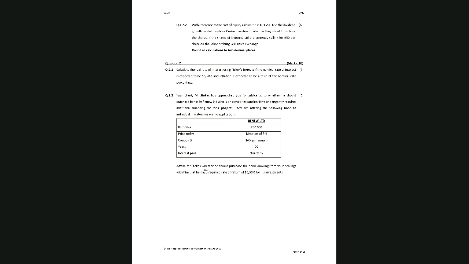So advise Mr. Stokes whether he should purchase the bond, knowing from your dealings with him that Mr. Stokes has got a required rate of return of 13.5% for his investments. What they're telling us about Mr. Stokes is that he will not invest in anything that will earn him a lower rate of return than 13.5%. He requires an investment to give him 13.5% or above, otherwise he's not interested in buying it.